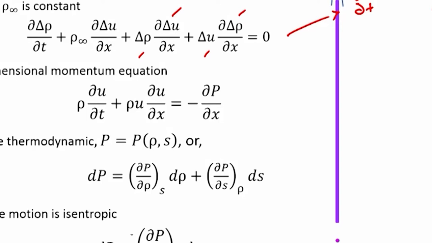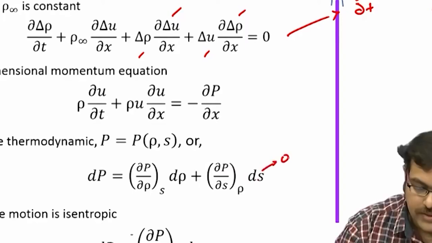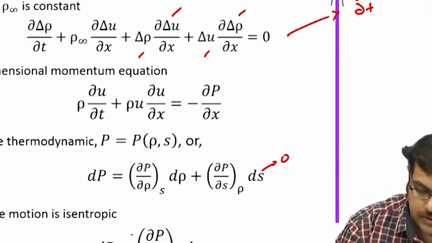Now if you take the one dimensional momentum equation, rho ∂u/∂t plus rho u ∂u/∂x equal to minus ∂p/∂x. Now this being an isentropic flow, pressure can be related to density. So p is a function of rho. In general, you can write p is a function of rho and s. So dp is ∂p/∂rho at constant entropy d rho plus ∂p/∂s at constant density ds. Here ds is 0, so it's isentropic flow, and this term ∂p/∂rho at constant entropy is nothing but the speed of sound, a square.